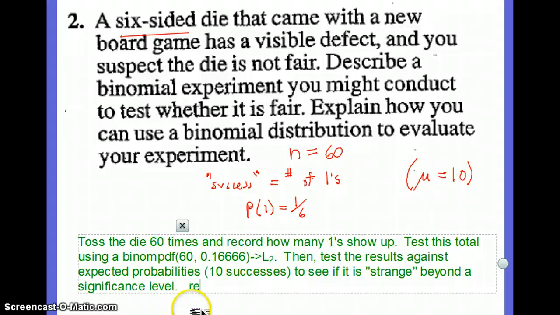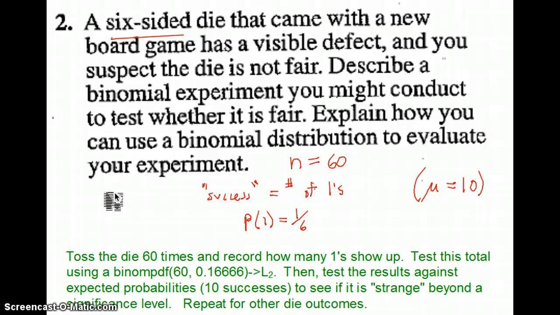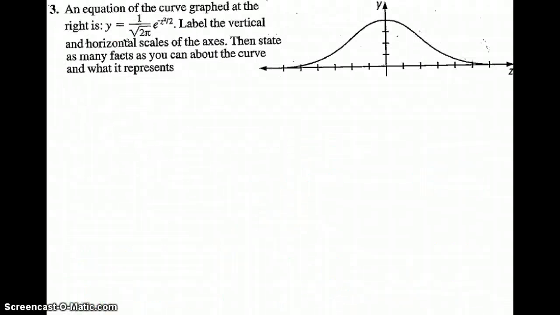The other thing I should say is repeat for other die outcomes. I should see, well, yeah, maybe I'm rolling a fair number of 1s, but I'm not rolling a fair number of 5s. So you should technically do this for each side on the die. This would take forever to do. But if you were in Vegas, you'd really want to be serious about that. So that's just kind of getting you thinking. That's kind of cool. All right.